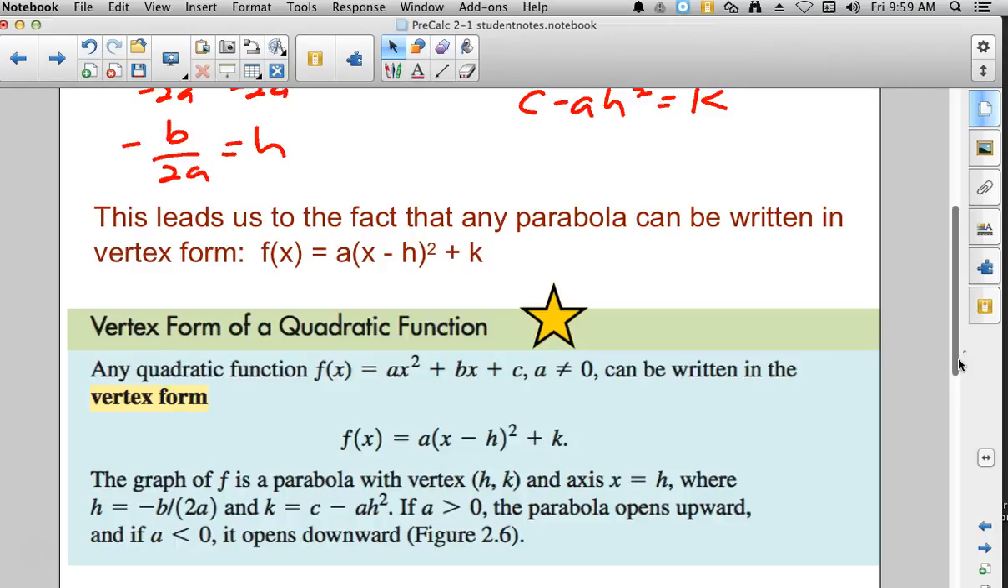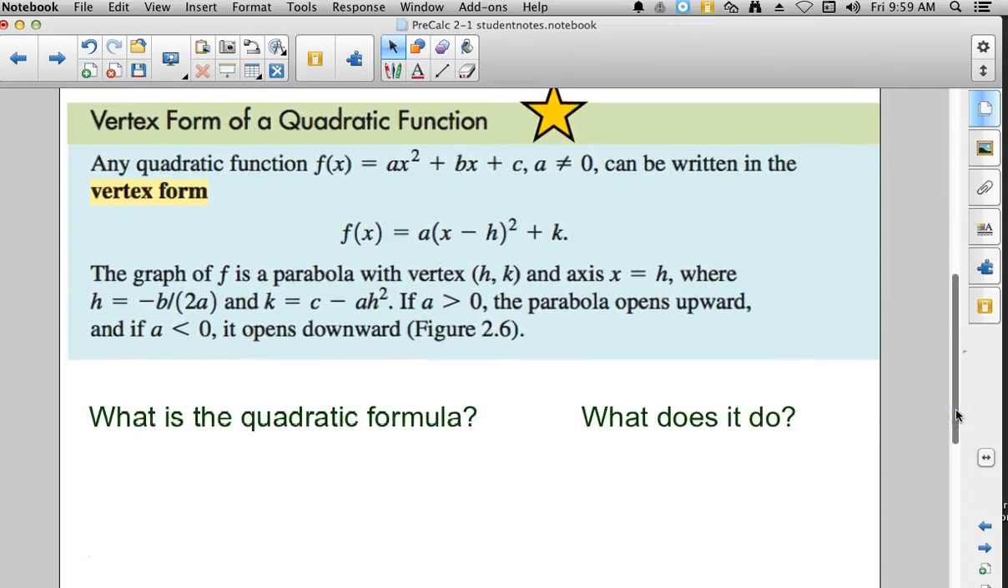We're going to do that. So any quadratic function ax squared plus bx plus c, which is in standard form, can be rewritten in vertex form by the process of completing the square. The graph of f is a parabola with a vertex of (h, k), axis of symmetry x equals h, where you can use these formulas if necessary to figure out what h and k are. But for us, it's not going to be necessary.